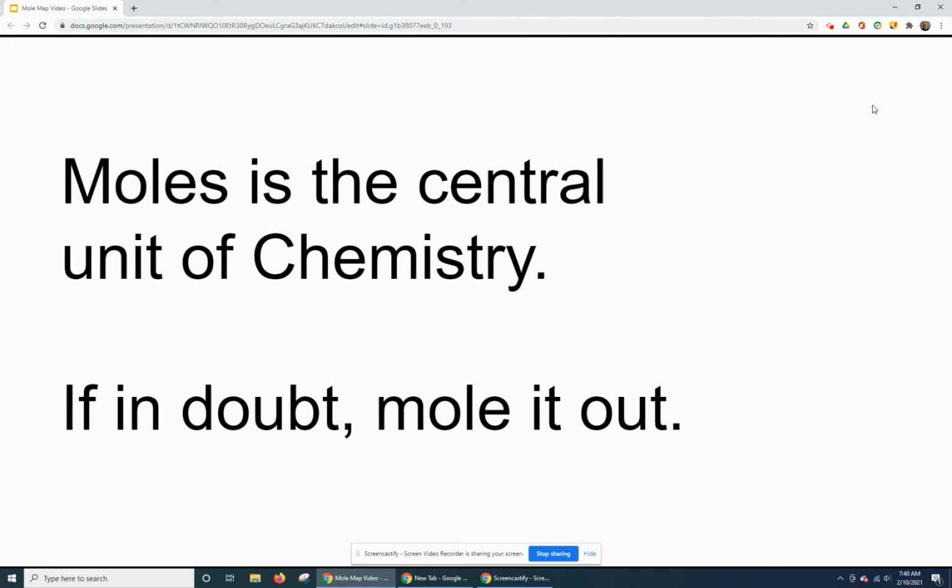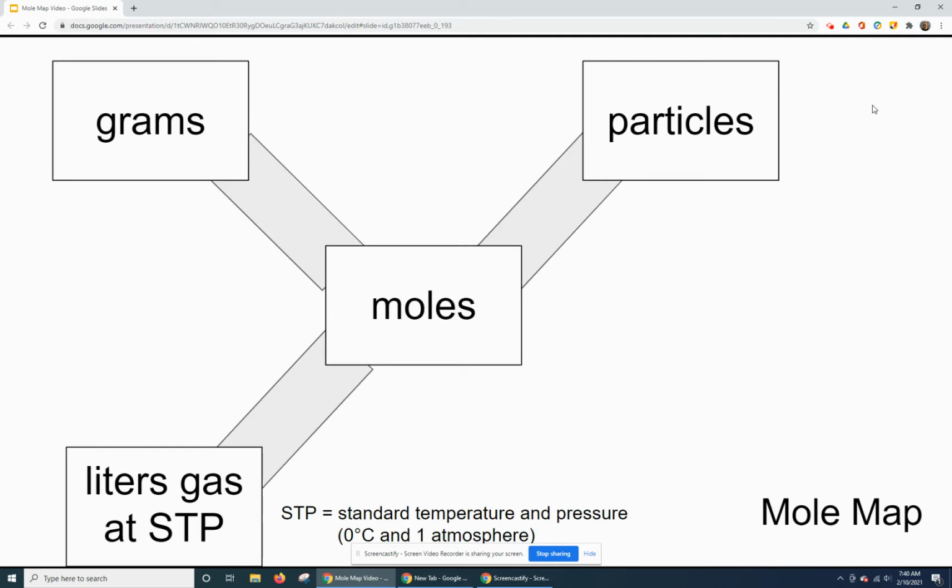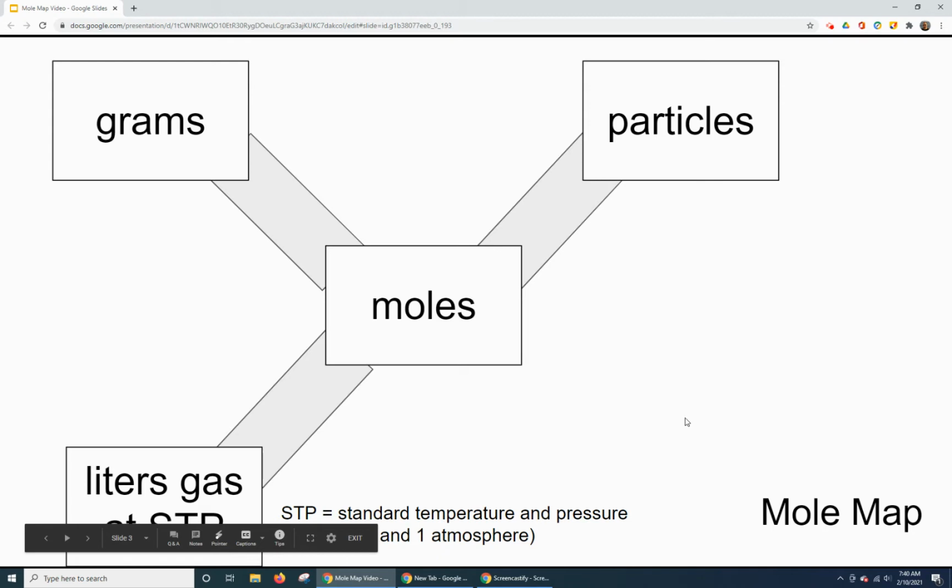All right, first I'd like to remind you of the big idea in this chapter: moles is the central unit of chemistry. If in doubt, mole it out. So moles is literally the central unit. What that means is that if you have some number of grams of matter or number of particles of matter, remember particles as atoms or molecules or formula units or ions, or if you have liters of gas at STP, all of those units could be converted to and from moles.